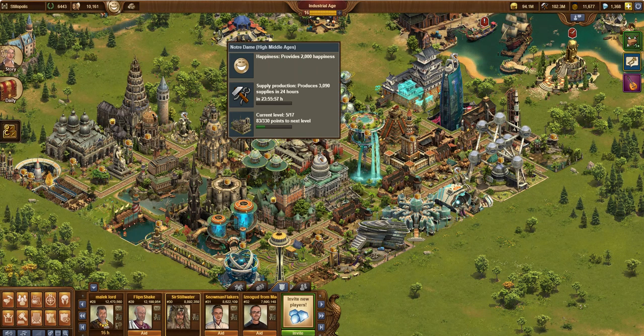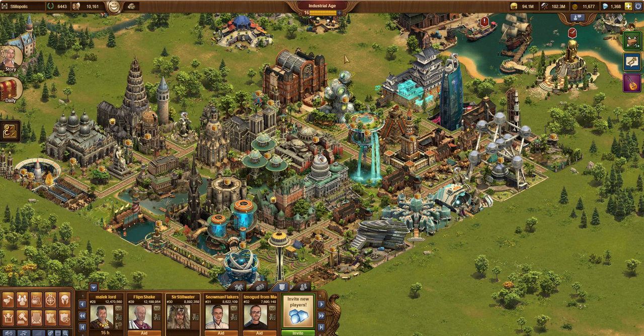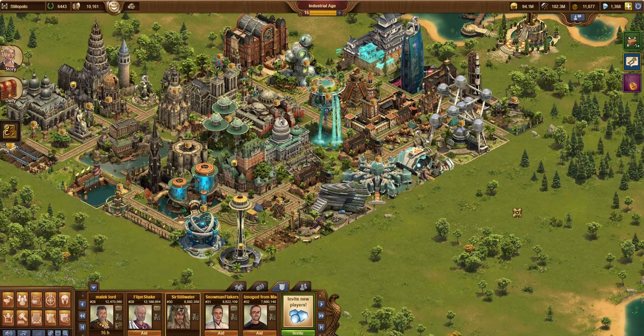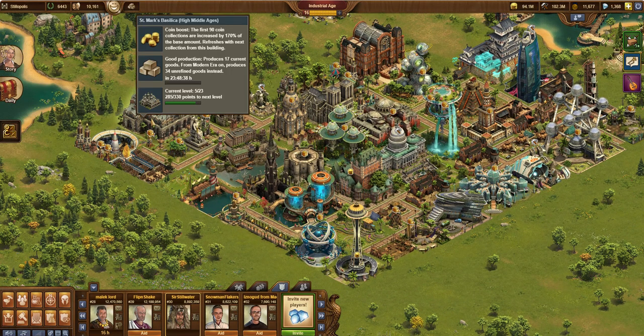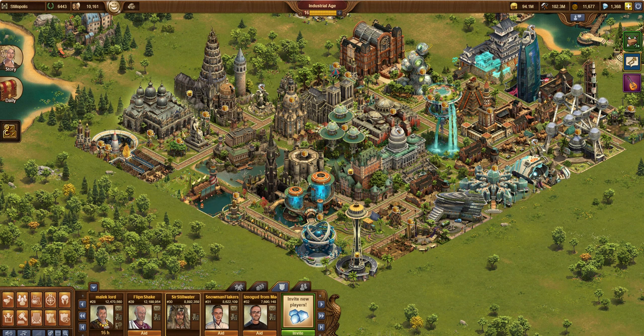That's the Notre Dame. Questions, comments, suggestions, leave them below. It's pretty cool. One of these days I'll rearrange and put all these cathedrals in a row and make like a row of churches and cathedrals. That'd be neat. But that's it.